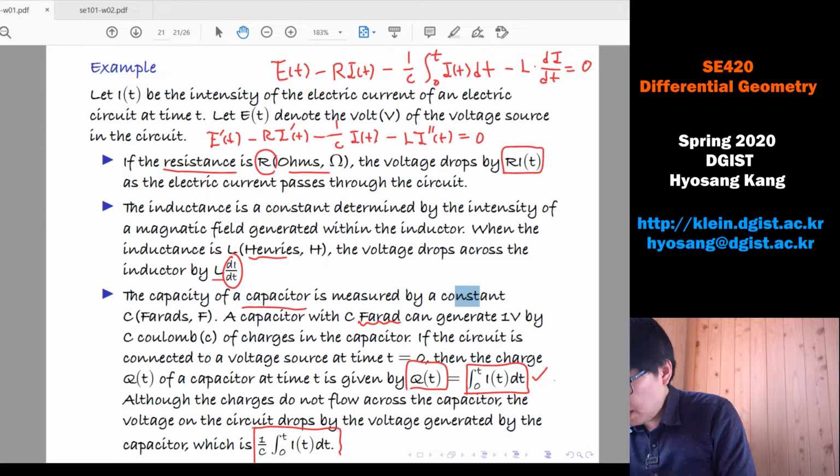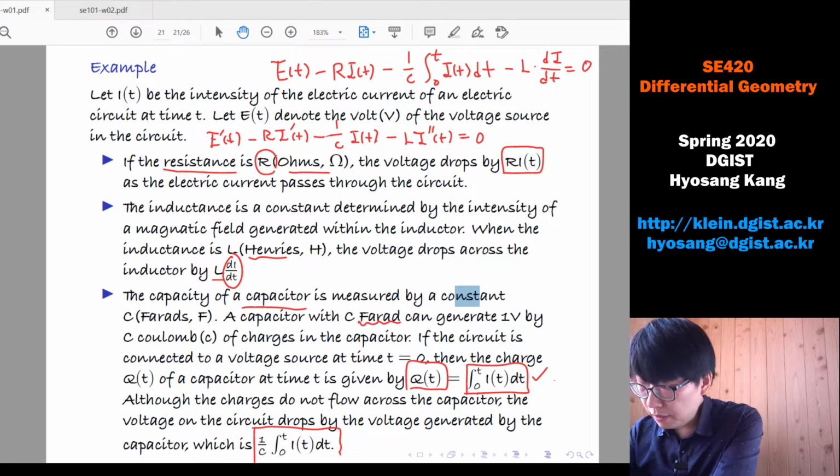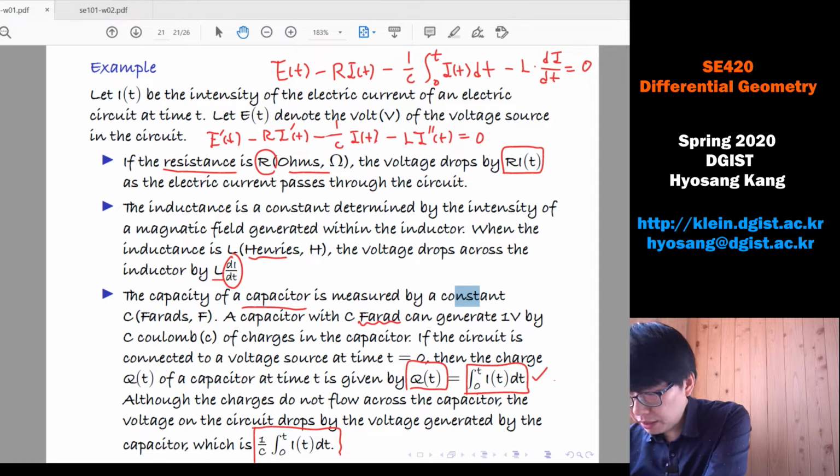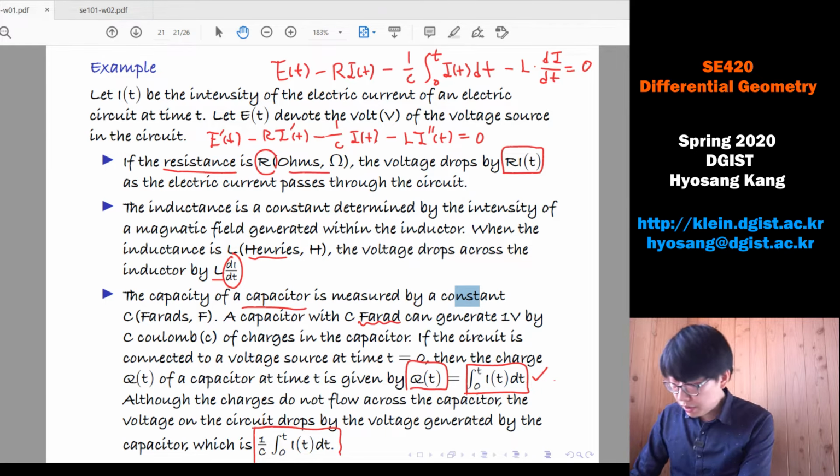And if E(t) is not constant, then this E'(t) term survives. So depending on whether the voltage is AC or DC, if the voltage is AC, then E'(t) survives as a periodic function, so we get a non-homogeneous equation. And if we have DC, then E(t) is constant, so we have 0 for E'(t), so we get a homogeneous equation.